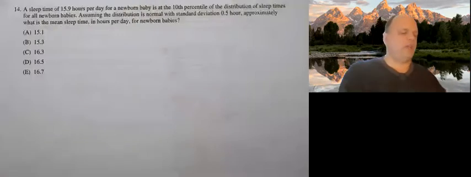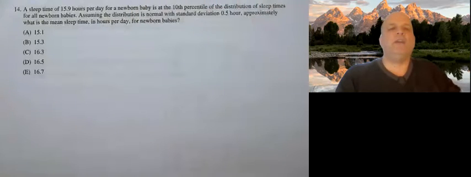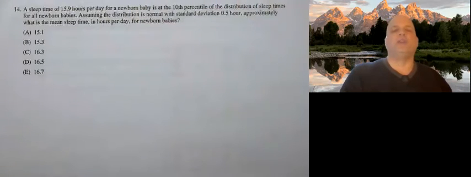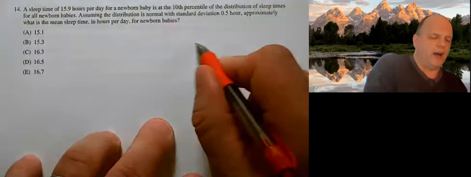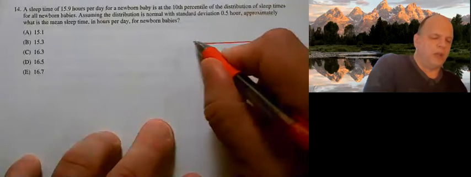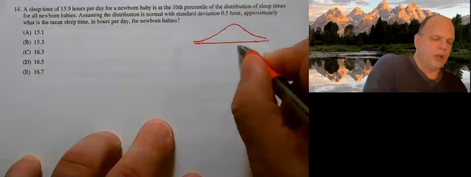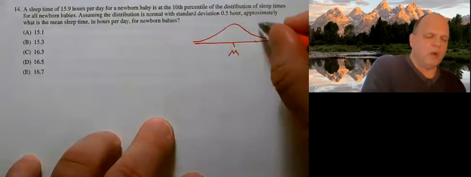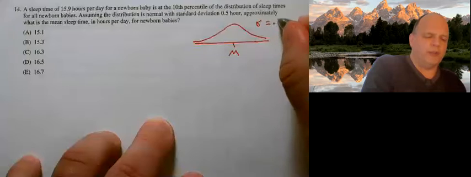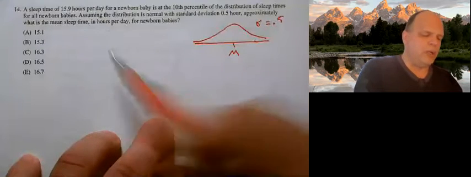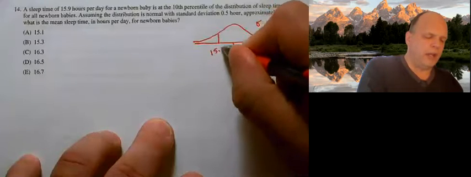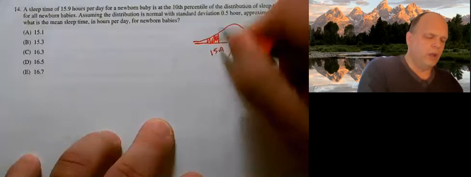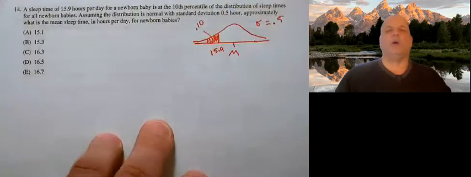All right, number 14. A sleep time of 15.9 hours per day for a newborn baby is at the 10th percentile of the distribution of sleep times for all newborn babies. Assuming the distribution is normal with a standard deviation of 0.5, what is the mean sleep time? So here's what we have. We happen to have an unknown mean. We do have a standard deviation of the population of 0.5. And we know that a sleep time of 15.9 hours is associated with the 10th percentile, or 0.10.